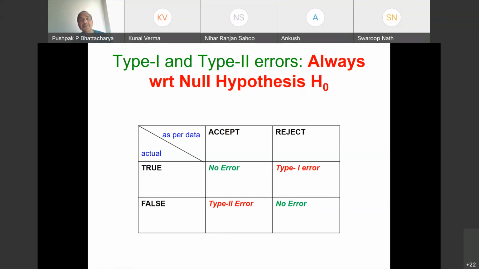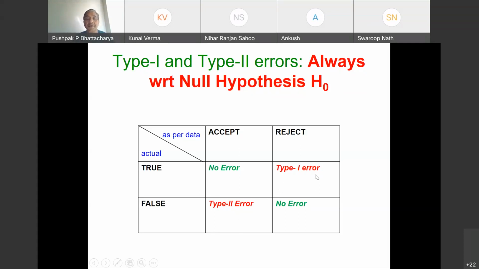Any question or comment at this point? So I want to take a stand here that in case of cancer, type 1 error is much more serious than type 2 error. Can you think of an opposite situation where type 2 error is more serious than type 1 error? Again, you can keep this question in mind and we can come back to this point.